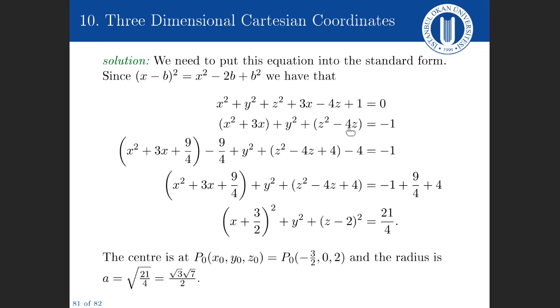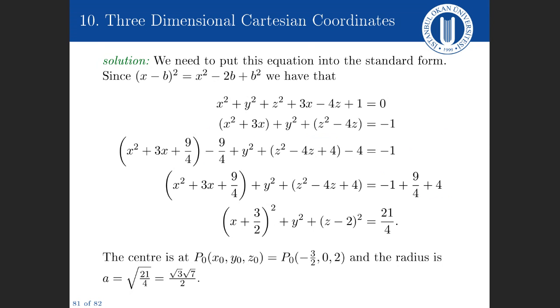For the z squared minus 4z, we need to also add something and subtract the same thing. The rule is we take out minus 4, we do minus 4 divided by 2, and then we square it. And we get plus 4. So I do plus 4, and then I subtract the same thing. So far there's been no changes. Minus 9 over 4 and minus 4. These are numbers. We can move these both over to the right.